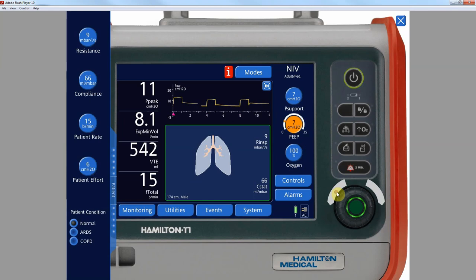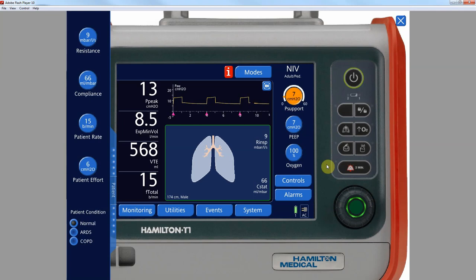And what if we wanted CPAP? If we determined the patient was moving air just fine, but they needed PEEP, well, all you have to do is turn your pressure support to zero. Now all you have is PEEP, which on a ventilator is CPAP.